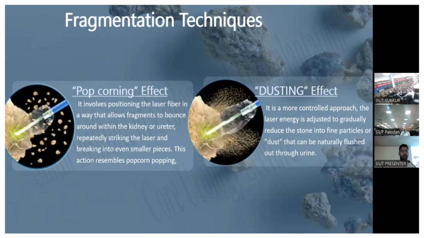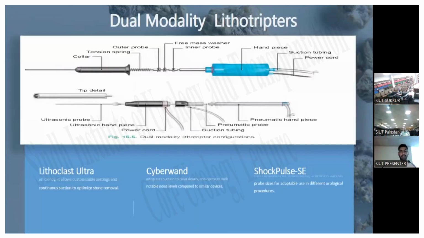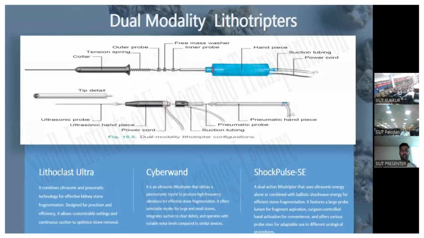So when the laser is applied, the stone continuously bounces back and forth, like popcorn, and when it is bouncing, the laser strikes it from different angles, so the stone breaks from different sides. While the dusting effect is a more controlled approach. The laser energy is adjusted to gradually reduce the stone into fine particles or dust that can be naturally flushed out through the urine. Then there are dual modality lithotripters, which basically use two modalities.